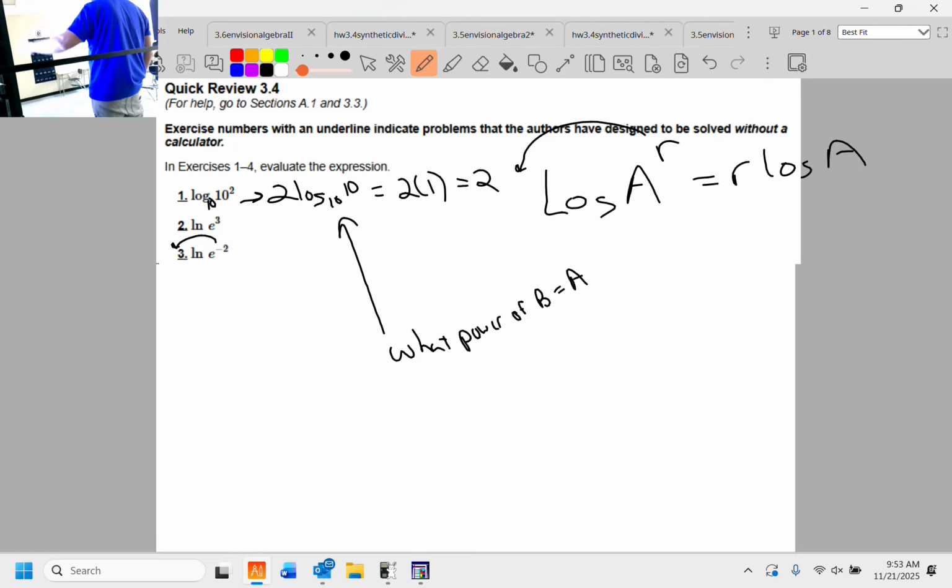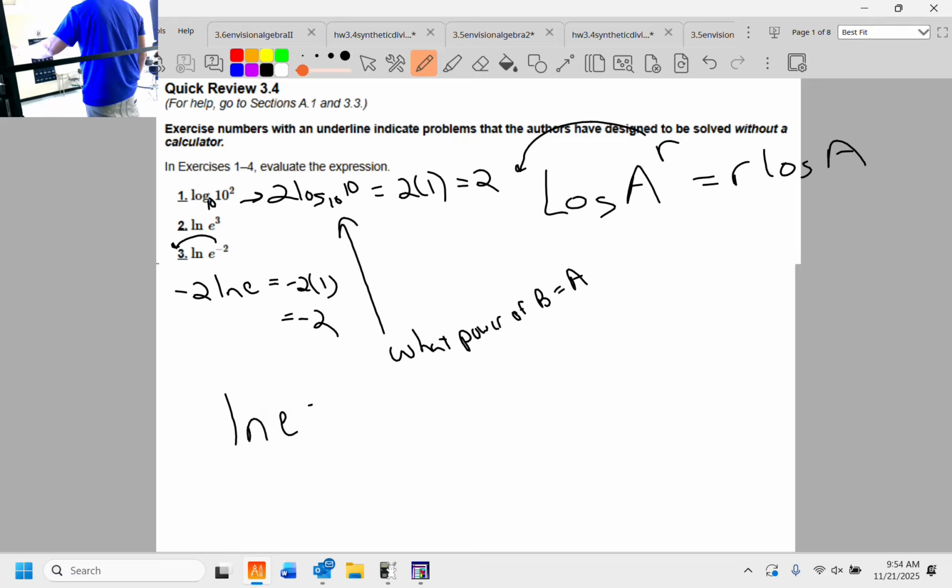Look at number 3. We have negative 2 natural logs of e. And like knowing log base 10 of 10 is 1, knowing natural log of e is also what? 1. These are things that we just memorize. So you definitely need to memorize that natural log of e is 1. If you can memorize it, stuff's super easy.